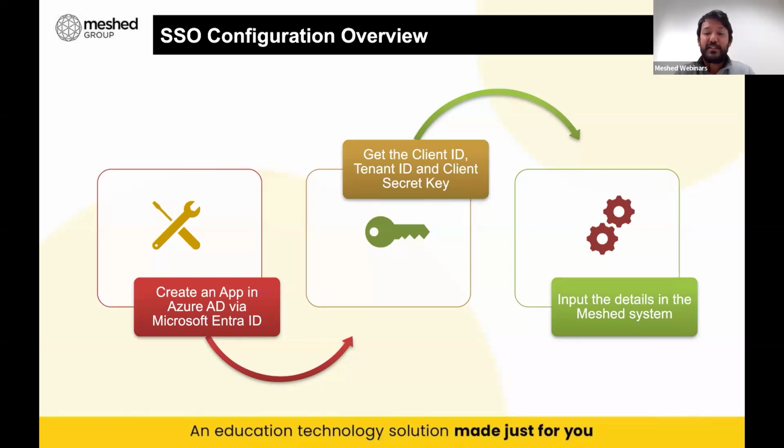So the configuration is pretty simple. You just need to gather a few pieces of information from the Entra ID app registration and then save it in the Mesh system. That will be the configuration part. As soon as you configure this integration, it's ready to use. So there is no implementation timeline for this one. It's ready as it is. Whenever you want to use it, it's already there.